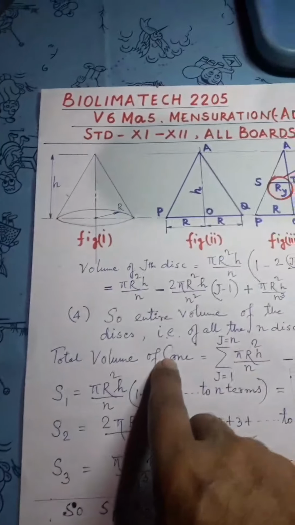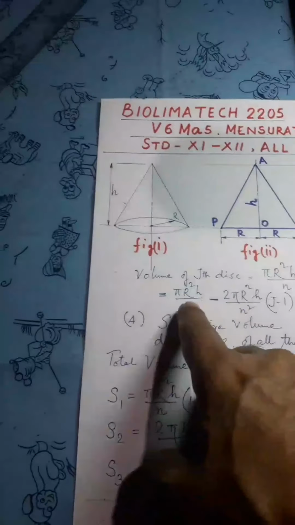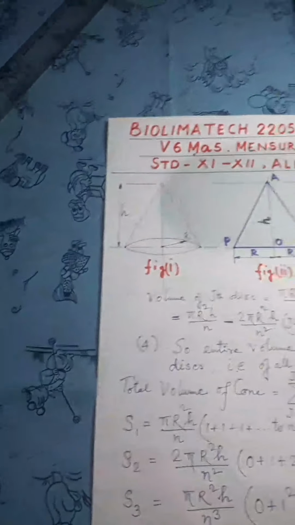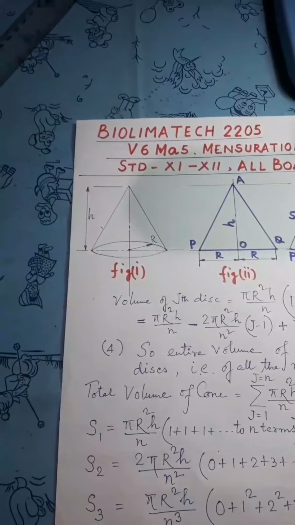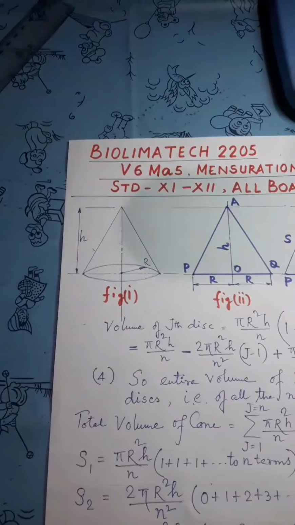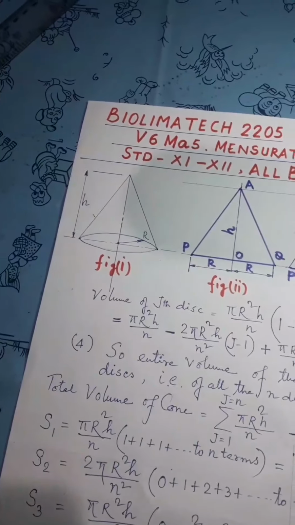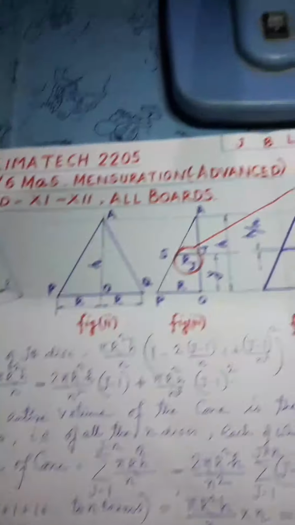So the total volume of the cone will be the summation of pi r square h upon n, j ranging from 1 to n, that is the first term, then 2 pi r square h upon n square into summation of j minus 1, j ranging between 1 to n, and the third term is pi r square h upon n cube sigma j equals 1 to n of j minus 1 whole square.